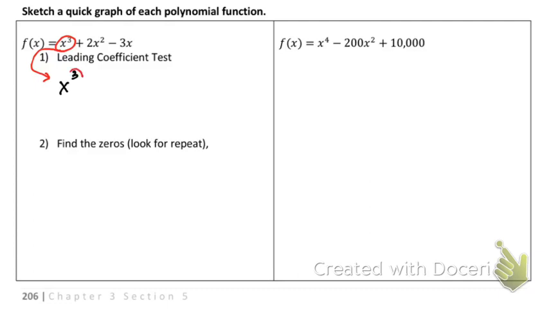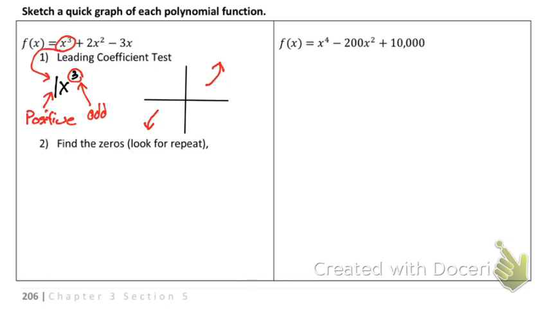Well, x cubed is an odd power, and it has a positive 1 in front of it. So our graph, although I don't know what happens in between, because it's odd and positive, is going to start low and it's going to end high. And then we're going to use the zeros to figure out what happens in between. All right, so we need to find all our zeros. The only way for this to work is for us to be able to factor it.